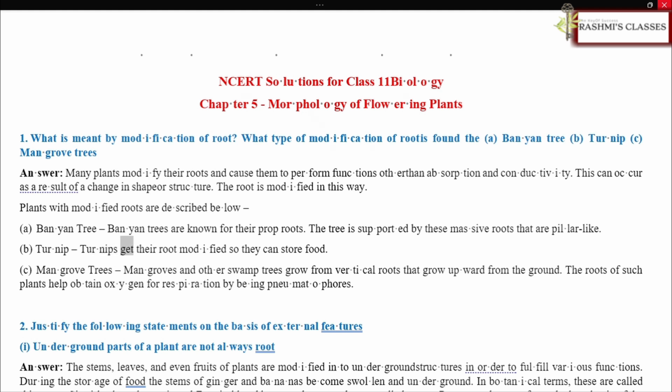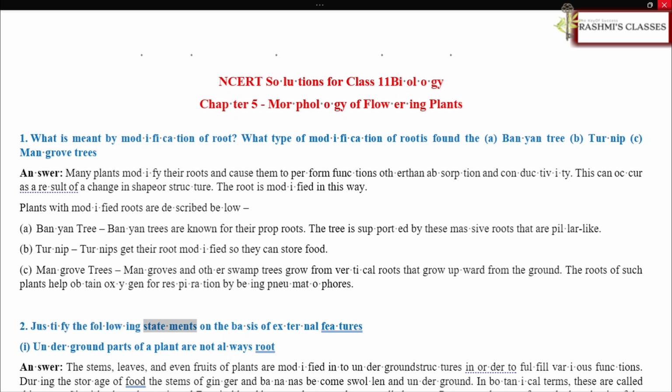Turnip. Turnips get their roots modified so they can store food. Mangrove trees. Mangroves and other swamp trees grow vertical roots that grow upward from the ground. The roots of such plants help obtain oxygen for respiration by being pneumatophores.